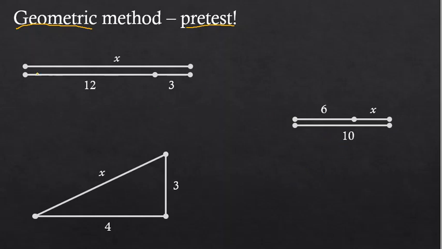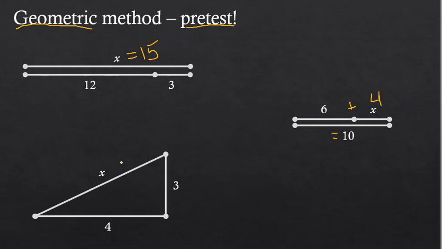So for this one, if we have a line segment of 12 and 3, this value of x represents the whole thing, 12 plus 3, hopefully you got 15. Over here, this one's a little bit more of a puzzle, but we know the whole thing is 10, part of it is 6, so the remaining one has to be 10 minus 6, or 4. Essentially we want 6 plus 4 to equal 10.